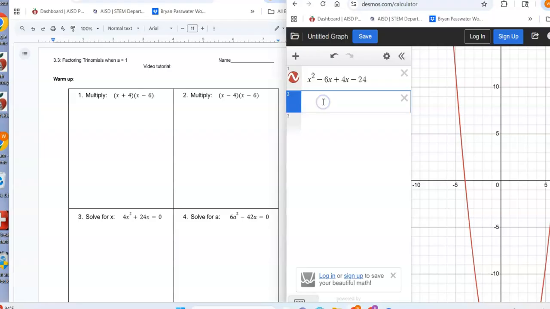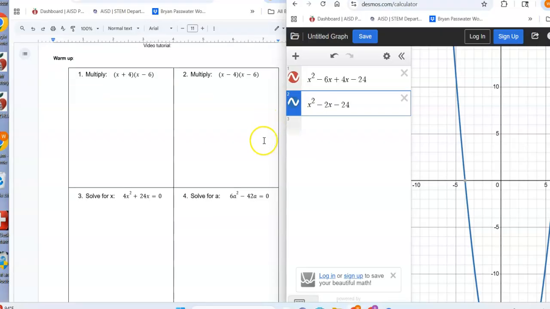And then you would combine like terms. -6x plus 2x is -2x minus 24. And that's it. That is the answer for number 1. That's basically what you do for number 2 also, but be careful. A negative times a negative is positive.